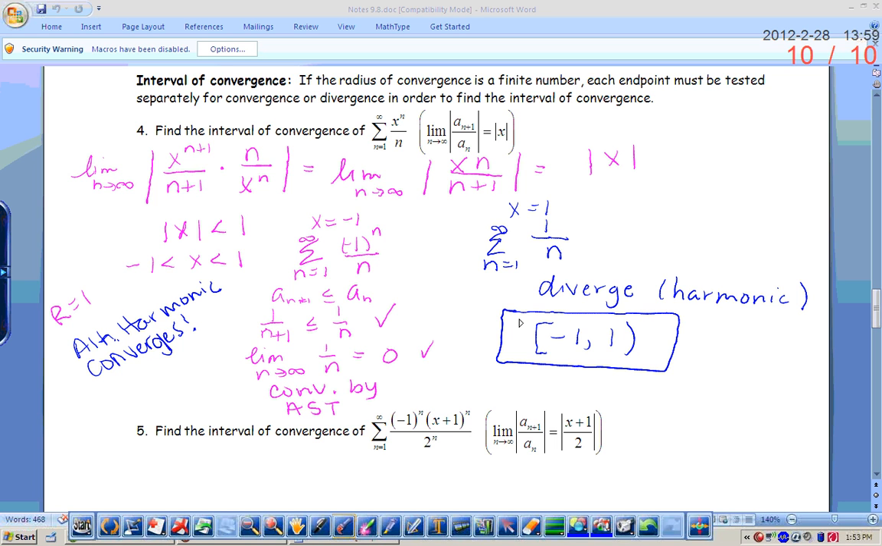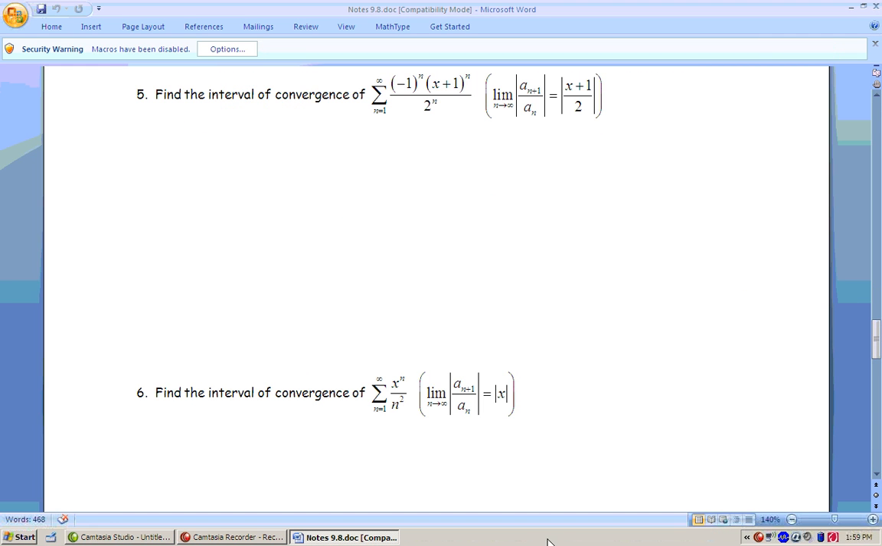So the ratio test kind of gives you this rudimentary interval of convergence, but you have to go back and test the endpoints. And the good news about testing the endpoints is that usually it's going to create a pretty simple and easy series to determine whether it converges or diverges. All right, find the interval of convergence for this next problem.